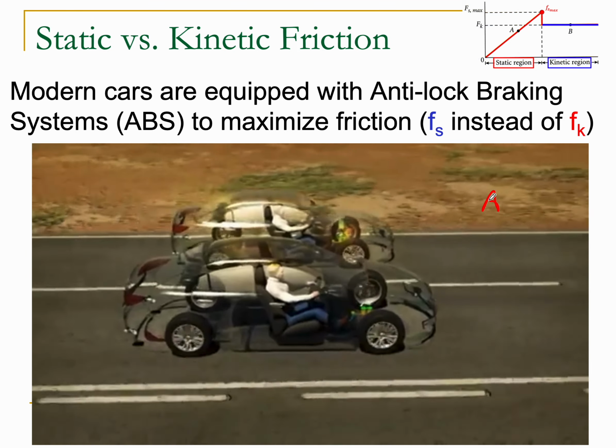The car on top here is still rolling at every single point, which means you're dealing with static friction, which has a larger maximum force than the force of kinetic friction, which means you can stop more rapidly and also keep control.